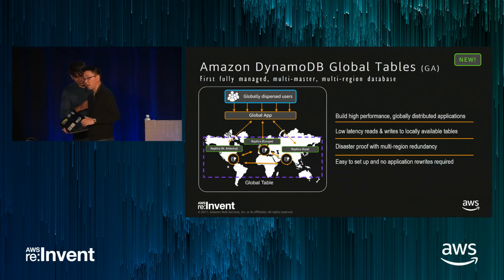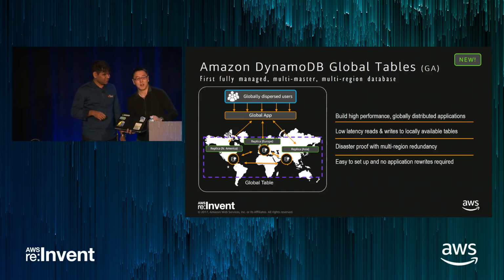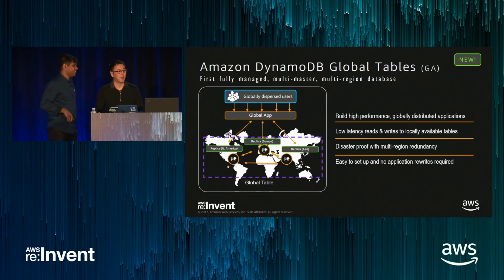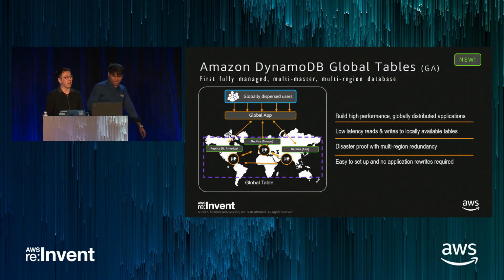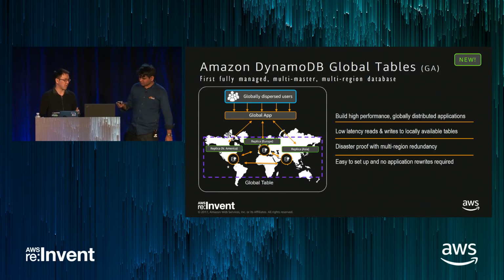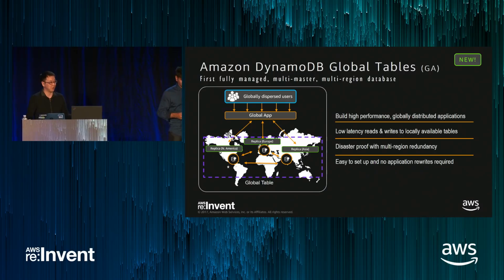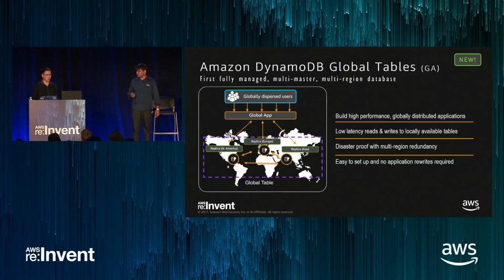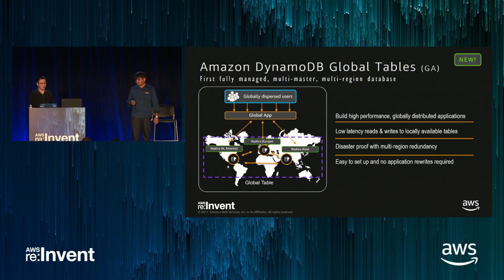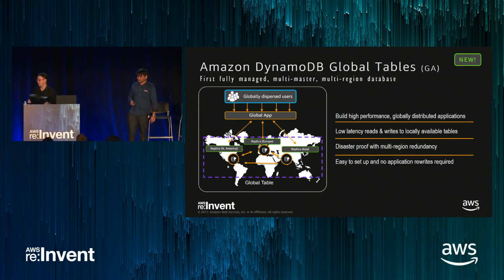In all regions? Can you announce? Oh, yes. One last thing. To clarify, global tables is available today in 5 regions. It's in US West Oregon, US East Ohio, US East Northern Virginia, EU Ireland, and EU Frankfurt, with more regions coming soon in 2018. Thank you.